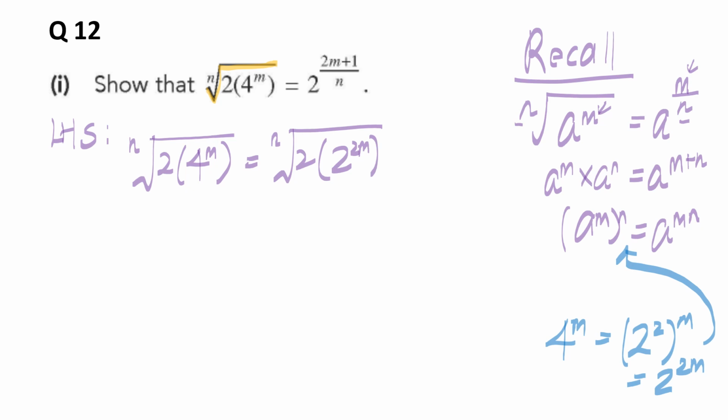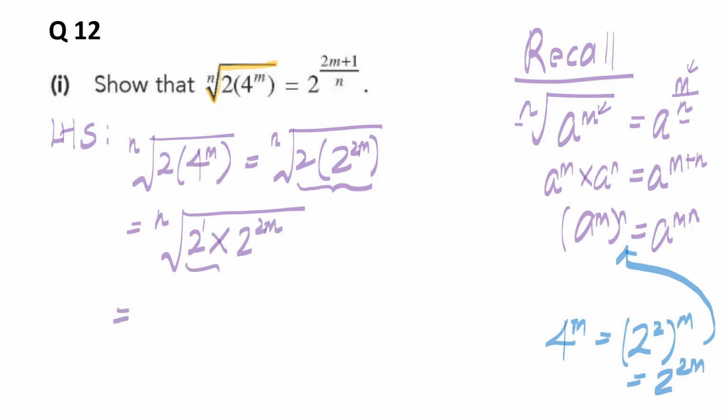So that's the first moral story. The second moral story is that we work from inside out. After we settle the brackets, we settle things inside the radical sign. The bracket means times, so that gives us 2 to the power 1 times 2 to the power 2m.